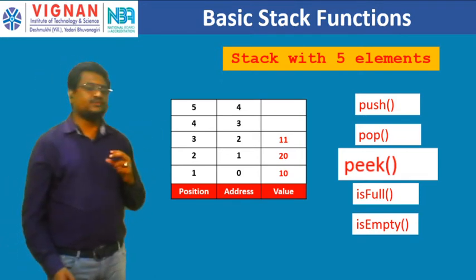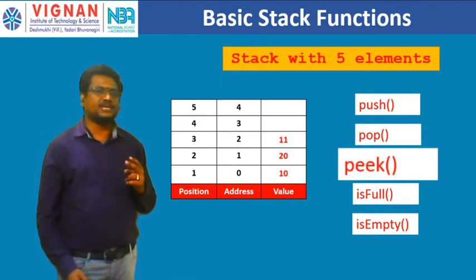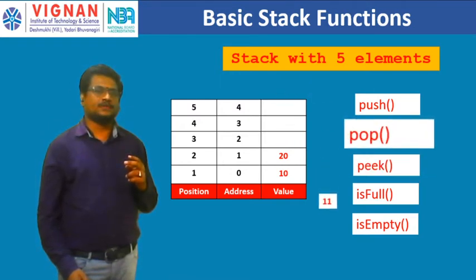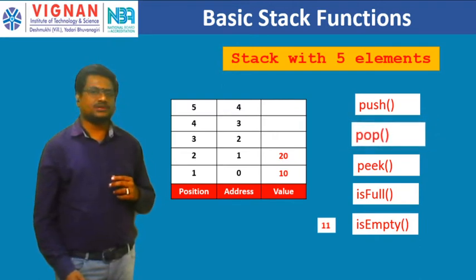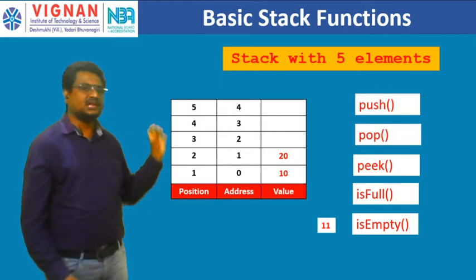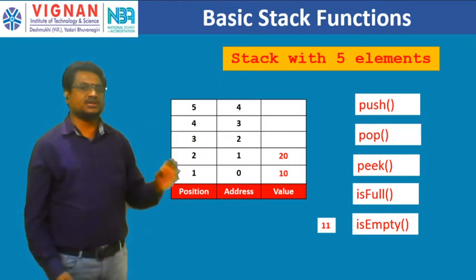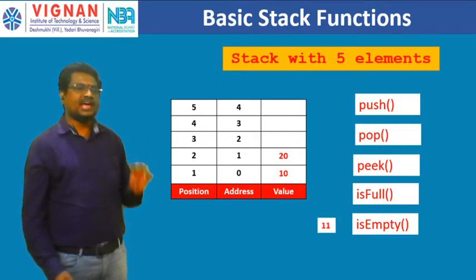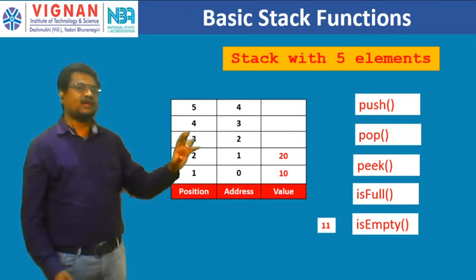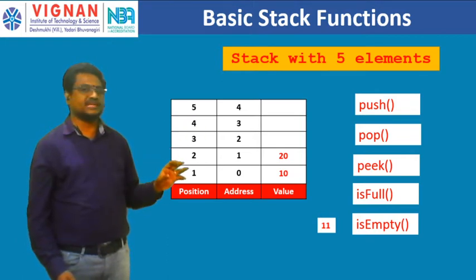Now if you perform the peak, it will do two operations. The first operation is pop. So if I perform peak, first it will pop the element. That means the last element will be deleted. Why? Because pop will produce the last element to the output. Now the output is 11.